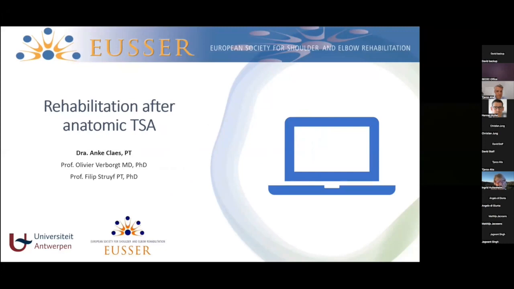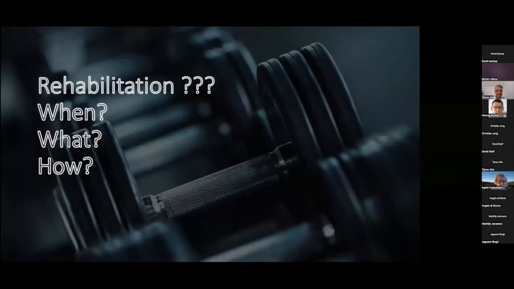My doctoral thesis, with guidance of Professor Verborgt and Professor Struijf, is about possible prognostic or influencing factors in the rehabilitation after total shoulder arthroplasty. Today, I will talk about the rehabilitation after specifically anatomic total shoulder arthroplasties. Do we know how this rehabilitation should go? Is there enough evidence to make a decision?